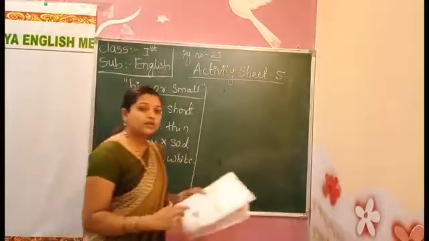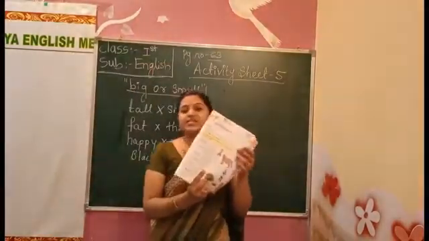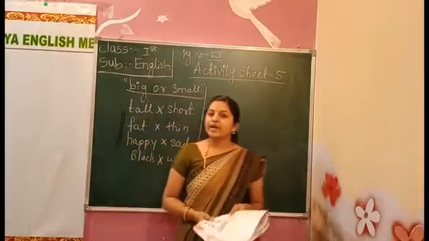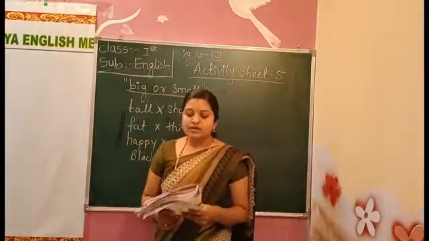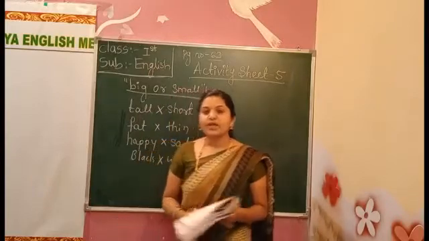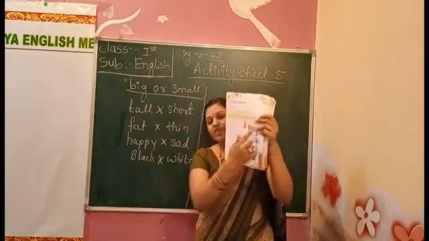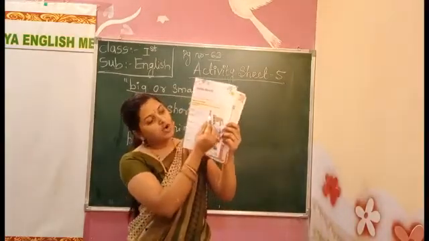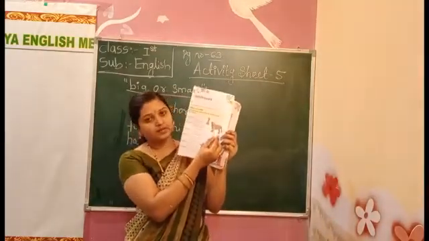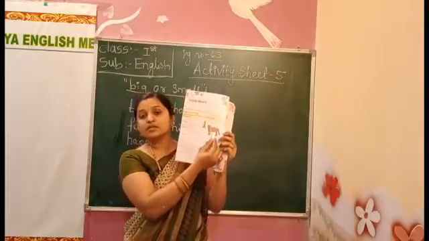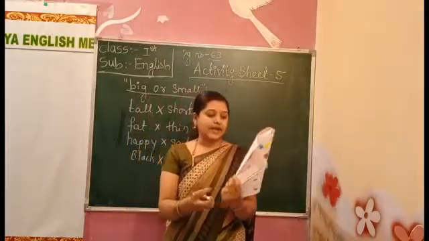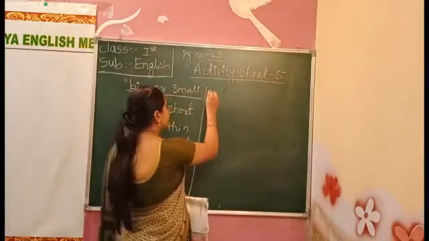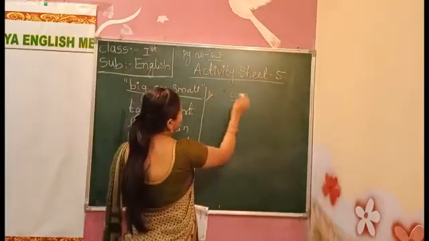Next, here they have given some pictures. By seeing the pictures you need to identify which animal is big and which animal is small. The dog is here. See the picture. Which one is small and which one is big? Is the dog big or small compared to the tiger? Small. Then the tiger is big. So here the dog is small. So you need to write the first one small.